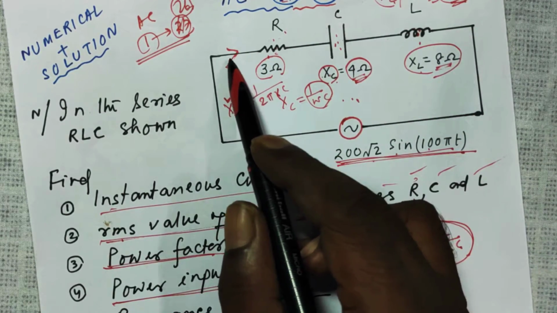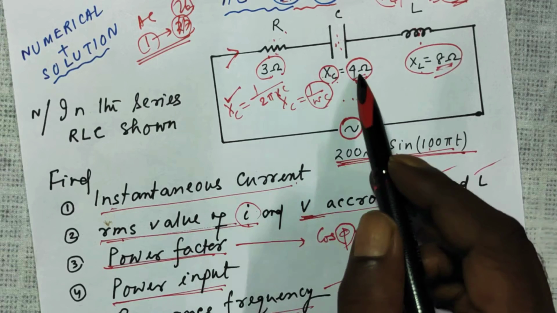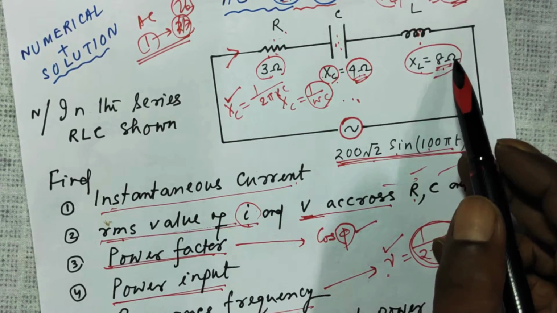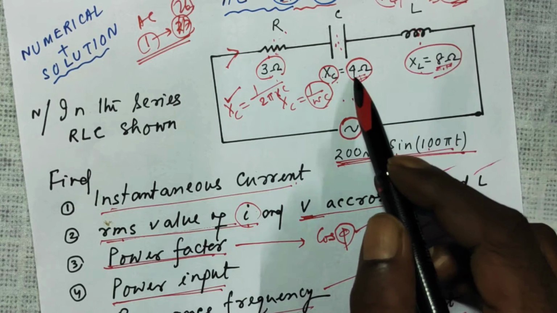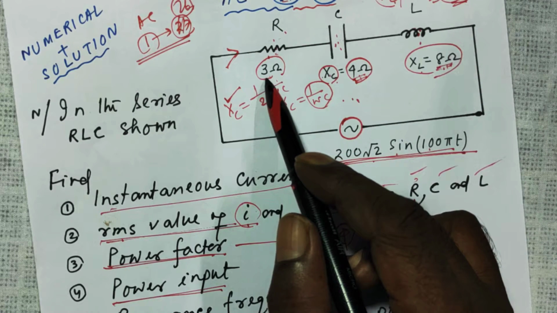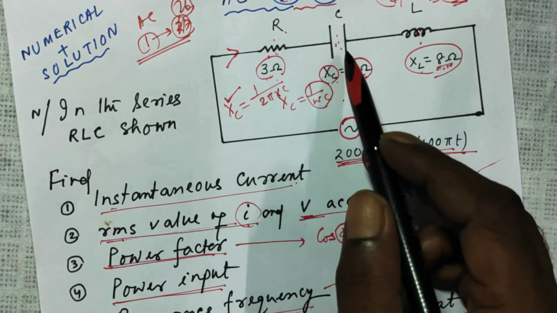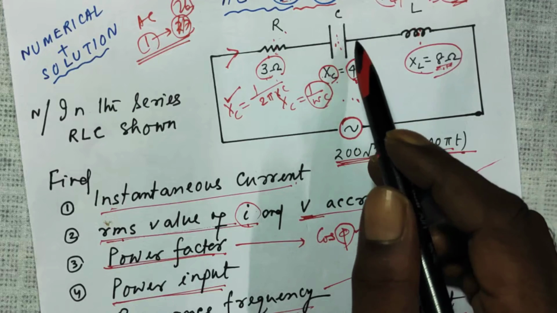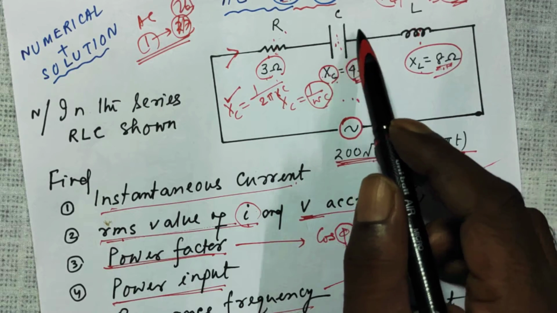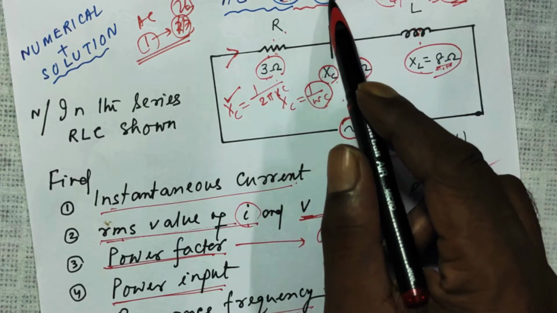Look, they cannot be added. Don't think this is 3 ohm, this is 4 ohm, this is 8 ohm, so it will be added like 8 ohm plus 4 ohm plus 3 ohm, that is 8 plus 4, 12, plus 3, 15 ohm. It's not that way, because that is what I have explained to you in lesson 27.